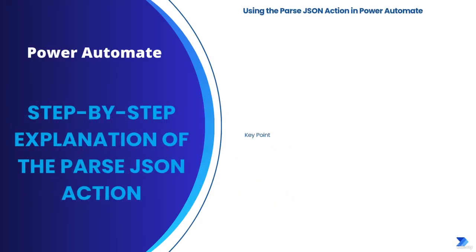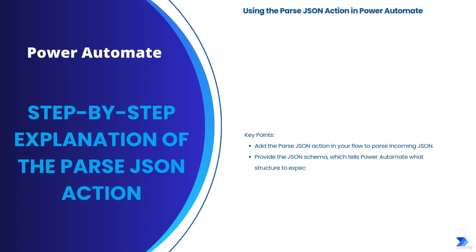JSON parsing action in Power Automate. Now that you understand the basics of JSON, let's talk about how to actually parse it in Power Automate. Power Automate provides a dedicated action for this called Parse JSON. Here's the step-by-step process. Add the Parse JSON action. In your flow, after the action that retrieves the JSON, like an HTTP request or SharePoint action, insert the Parse JSON action.